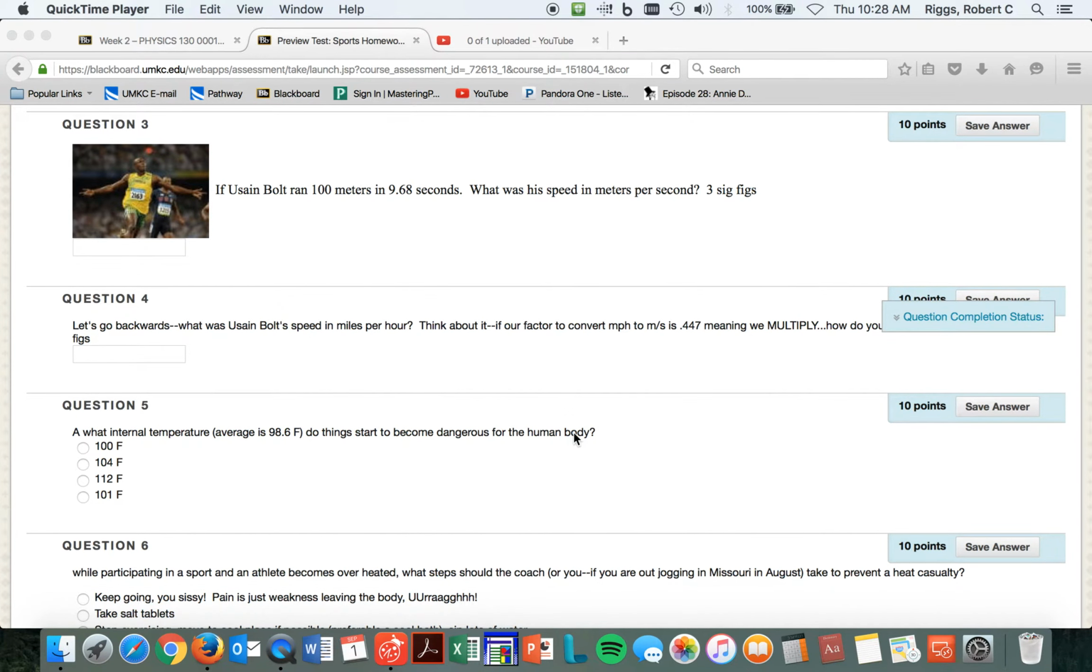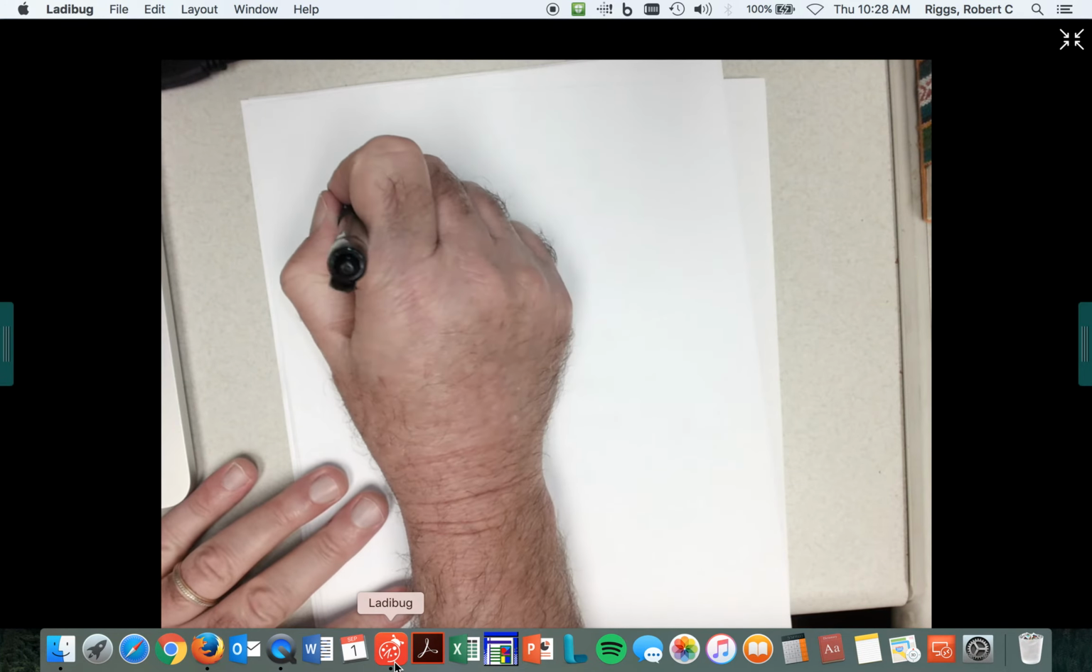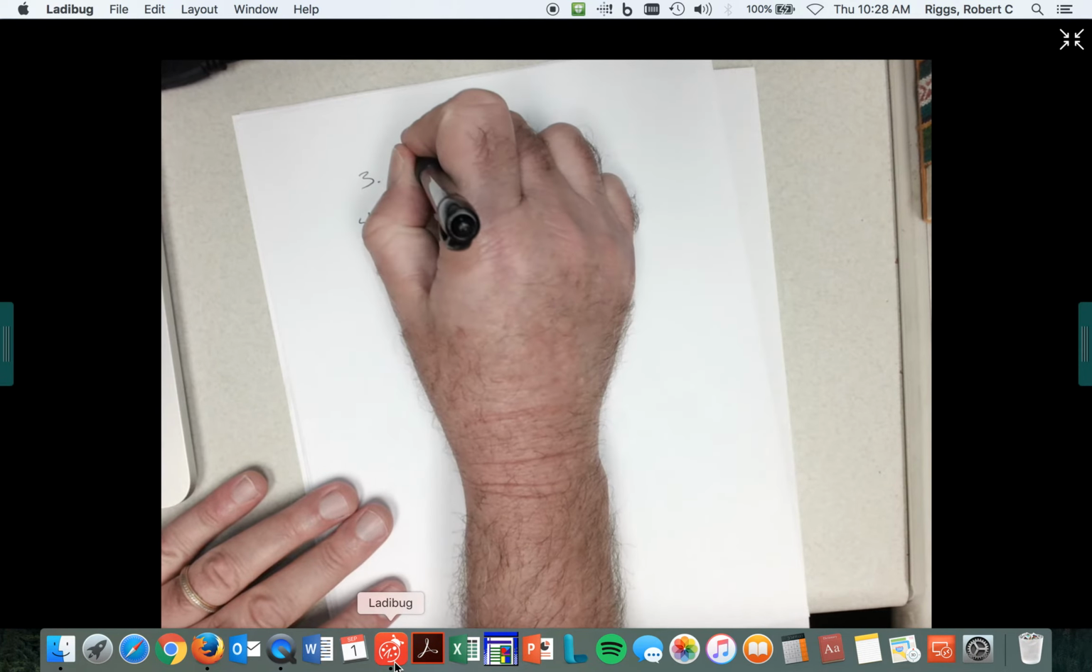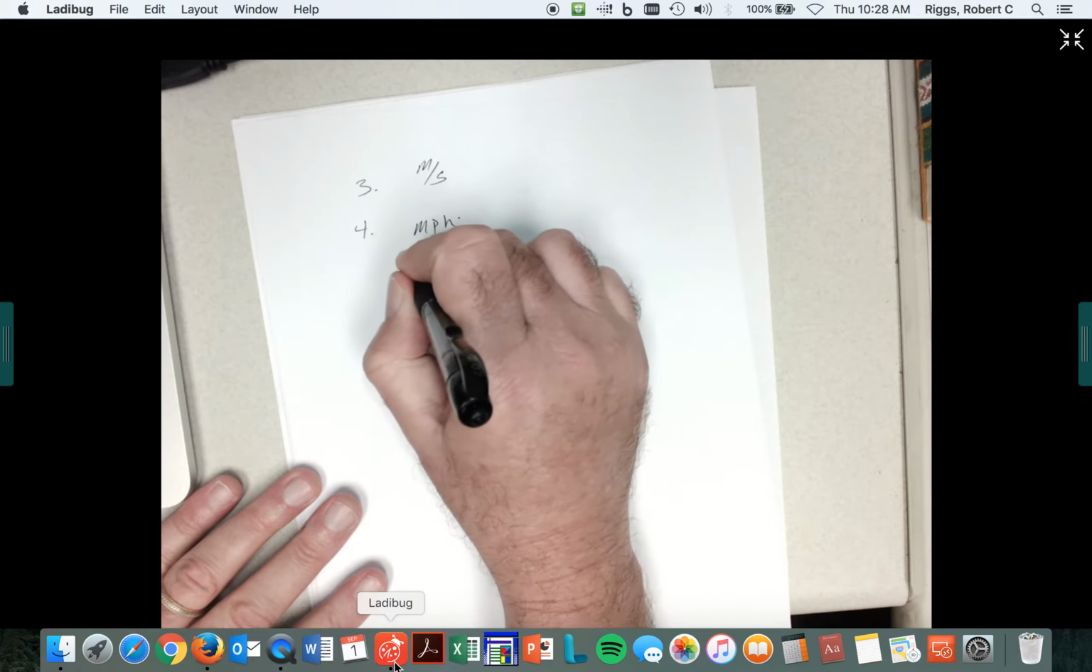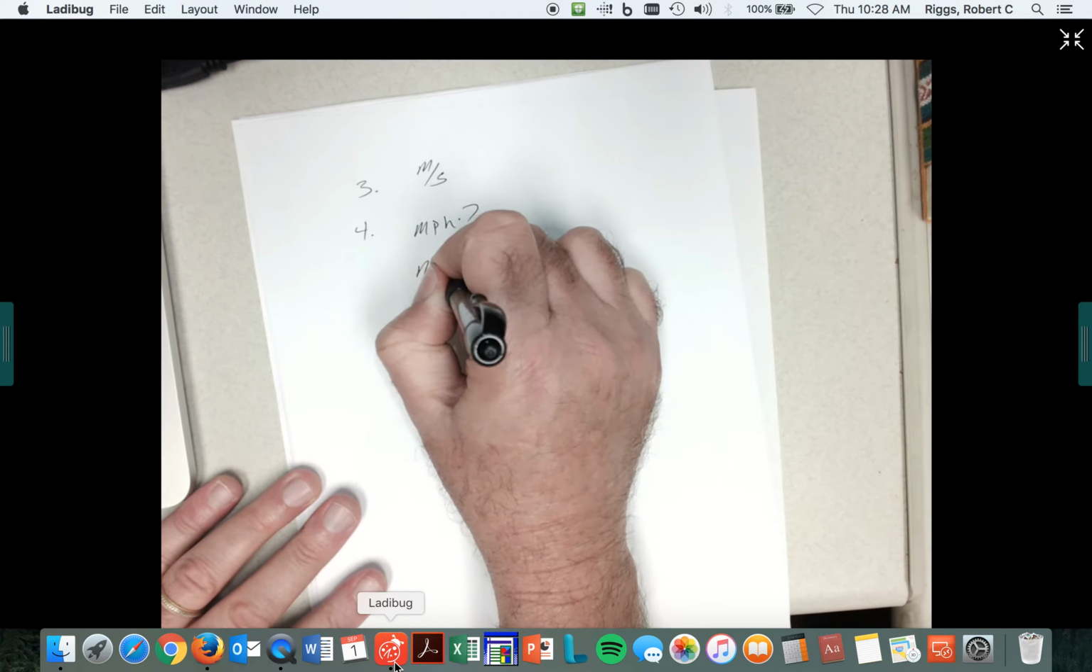I think I showed that in another one, but I hate to tell you this, I threw away those notes. So for question 3, that's easy. That's just meters per second. You can do that all day long. So question 4, how do I convert meters per second into miles per hour?